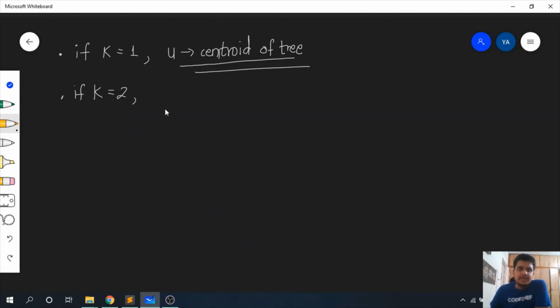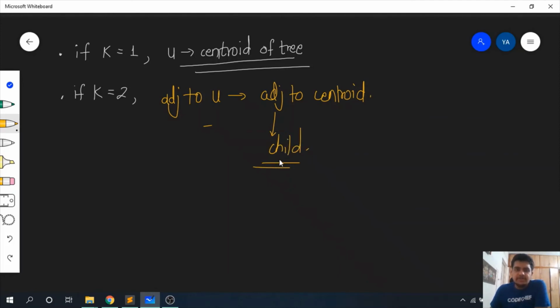It is pretty obvious that the node should be adjacent to u, that is, adjacent to the centroid. And what node is adjacent to the centroid? Obviously a child of the centroid. Now which child should it be? Again this is very obvious: it should be the child with the maximum subtree size.